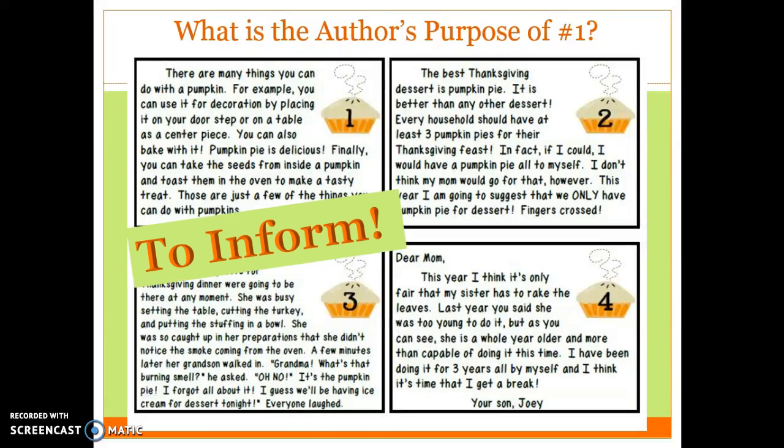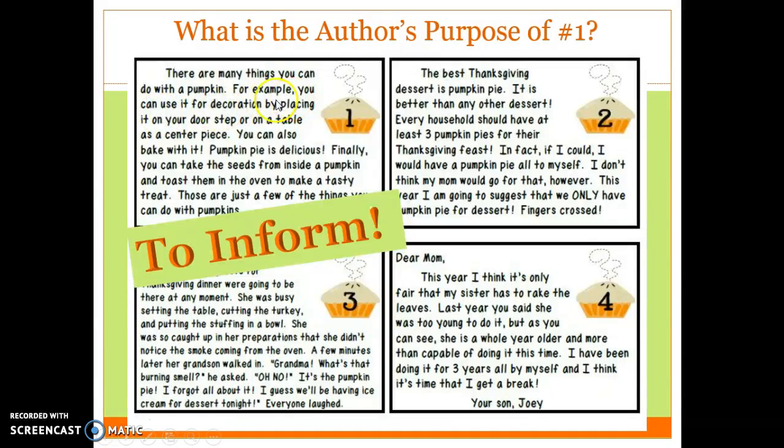Hopefully you got it. This one is definitely to inform. So if you look at that very first sentence, this is our main idea here. The author says there are many things you can do with a pumpkin. So from there, we expect to hear some of the things that you can do with the pumpkin. Now, if he's talking about things you do, these are verbs. So you want to be looking for those key words, the different verbs that you find within the paragraph.